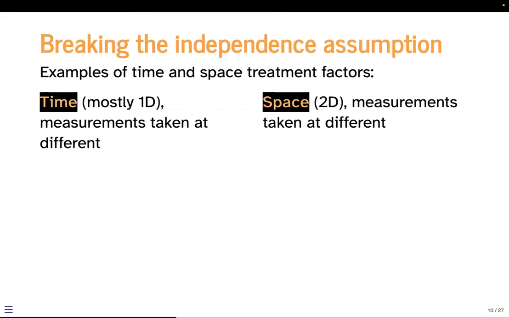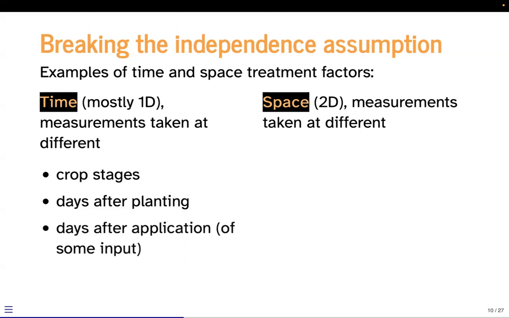So in time, we're mostly talking about one directional, right? So time moving forward in one direction. This could be if you're measuring anything, like we're talking about yield, you could be measuring plant height, any sensory information, any other thing that you're measuring on that plot. So if you're doing that at different crop stages, or maybe days after planting, days after application of some type of input, those are all variables you can have in your data table and model that represent time, and others, but these are just some examples, right? So days after incubation as well.